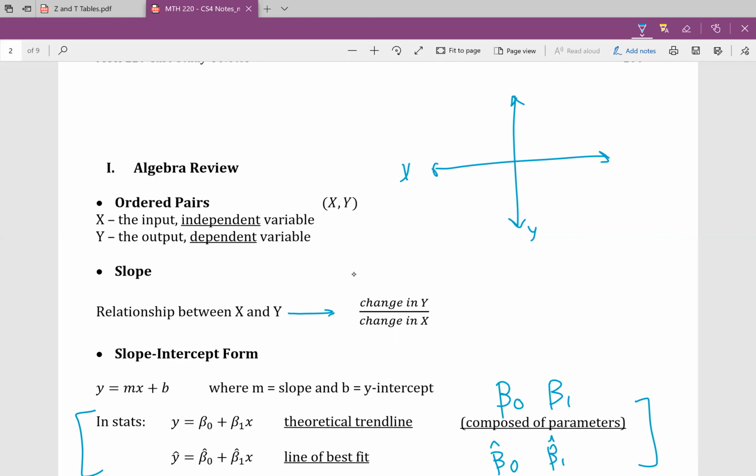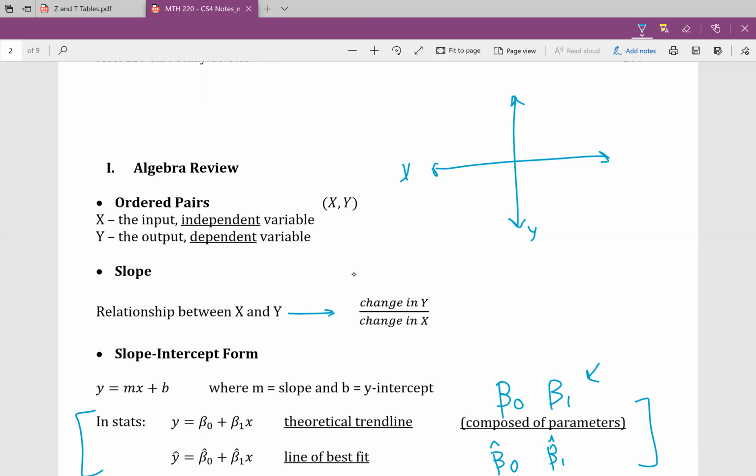The theoretical line is coming from the population. It's talking about parameters. We don't know them. Parameters always come from the population and we don't know them. So we're never going to be able to assign a value to those parameters.